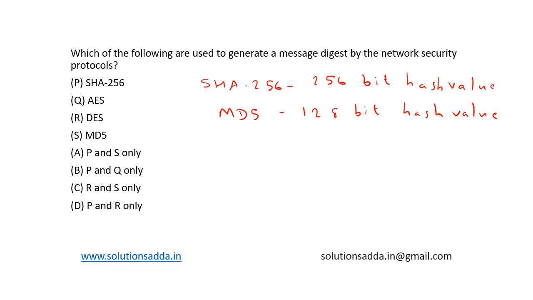AES and DES are encryption algorithms, whereas SHA-256 and MD5 are used to generate the message digest. So P and S are correct here. So option A, P and S only, is the correct answer here.